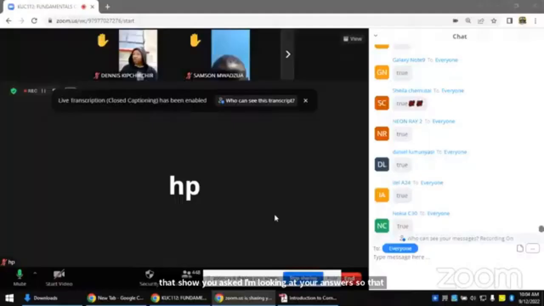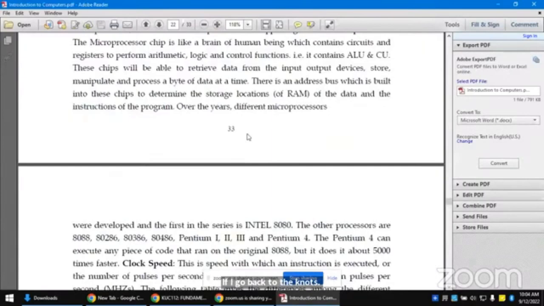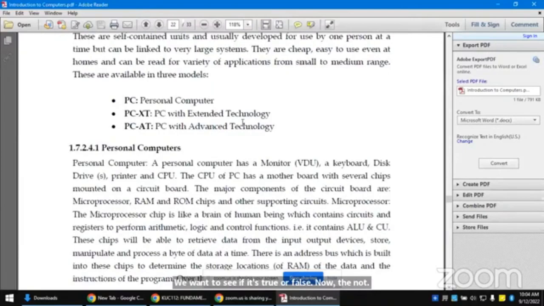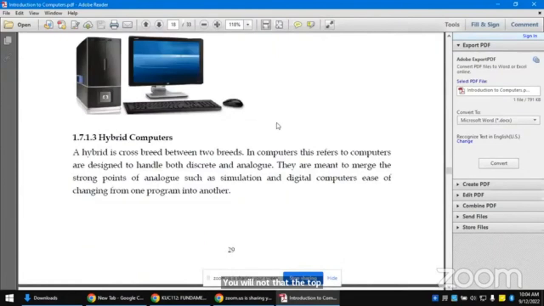So let me share my screen again. The question was whether computers are getting smaller with more processing power, and I'll just remind you, if I go back to the notes, we want to see if it's true or false. If you go back to the notes, you will note that at the top here, we said research shows that the trend in computer technology, just a minute, I see you cannot see my screen, so let me share.